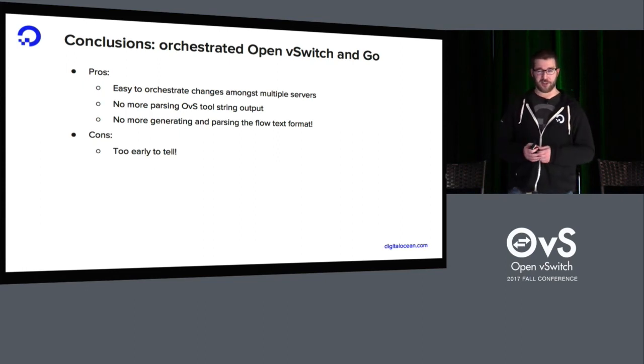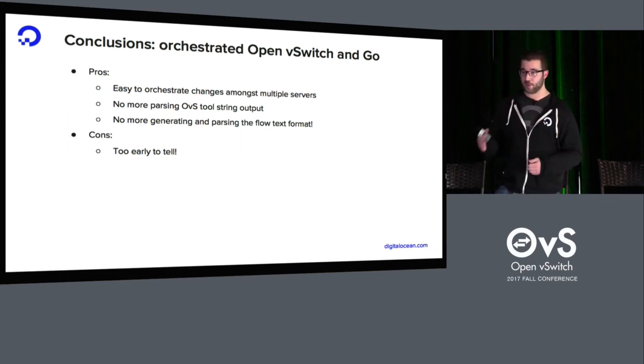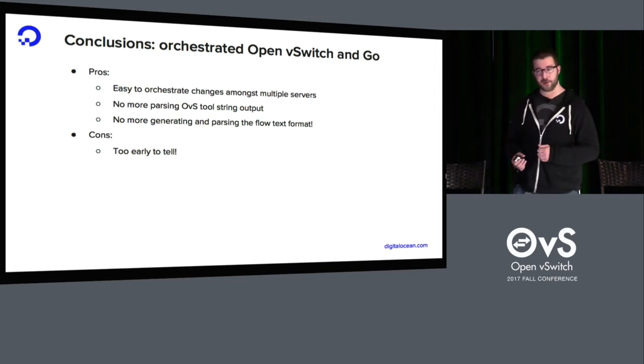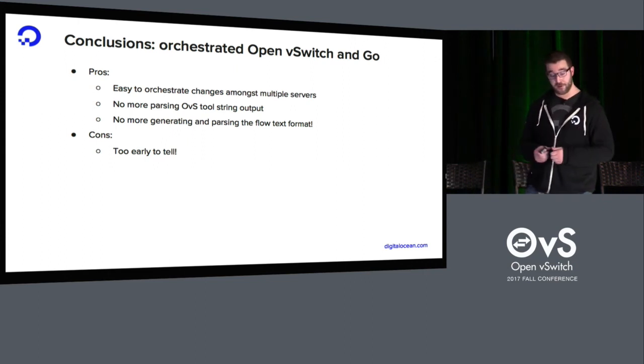As far as conclusions about this approach, it's really too early to tell, but in theory, it will be easy to orchestrate changes among multiple servers. We won't have to parse the OVS tool string output at all, and we won't have to generate and parse the flow text format, which we probably shouldn't have been doing in the first place, but it's worked really well so far.